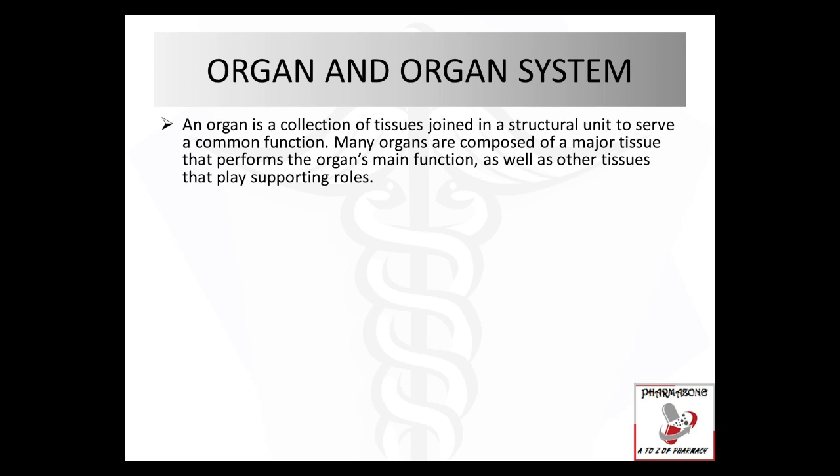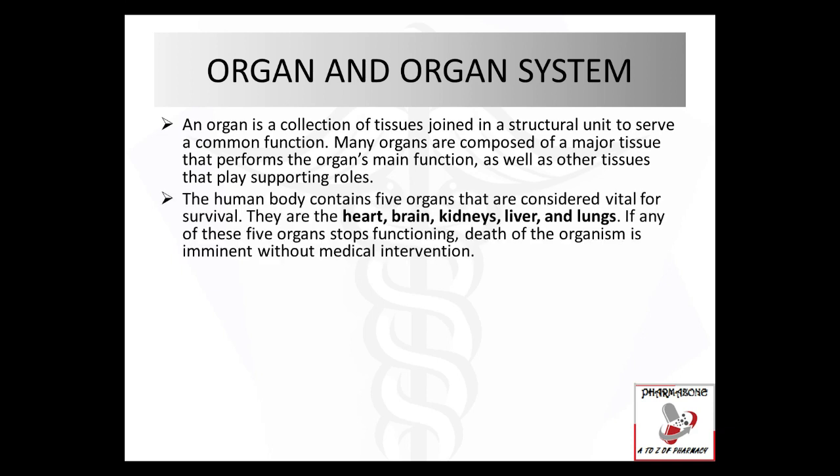Many organs are composed of major tissues that perform the organ's main function, as well as other tissues that play supporting roles. The human body contains 5 organs that are considered vital for survival. They are the heart, brain, kidneys, liver, and lungs. If any of these 5 organs stop functioning, death of the organism is imminent without medical intervention.